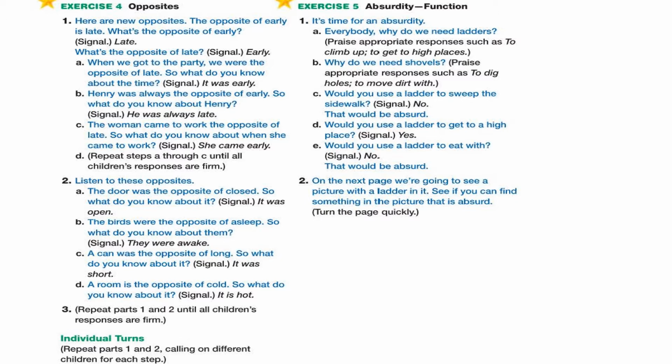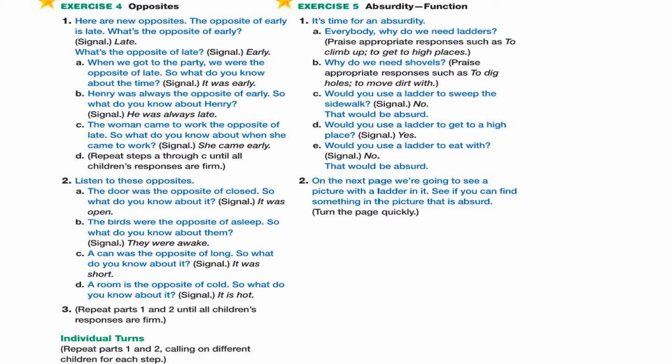Listen, it's time for an absurdity. Why do we need ladders? And why do we need shovels? Would you use a ladder to sweep a sidewalk? Get ready. No, that would be absurd. Would you use a ladder to get to a high place?